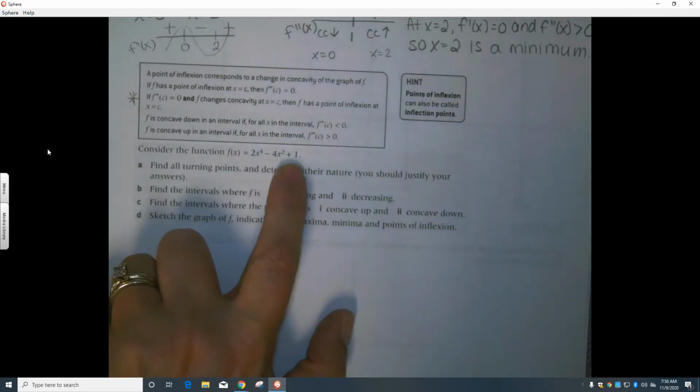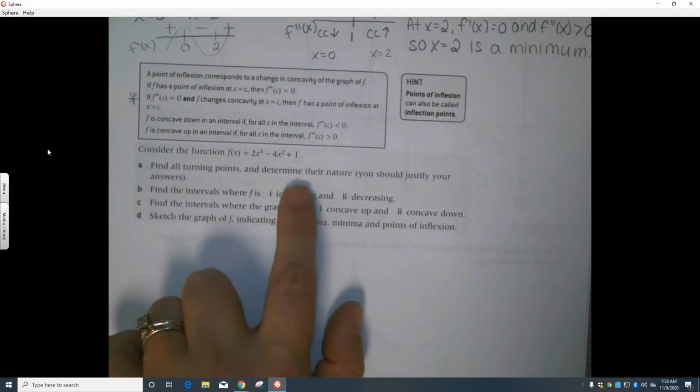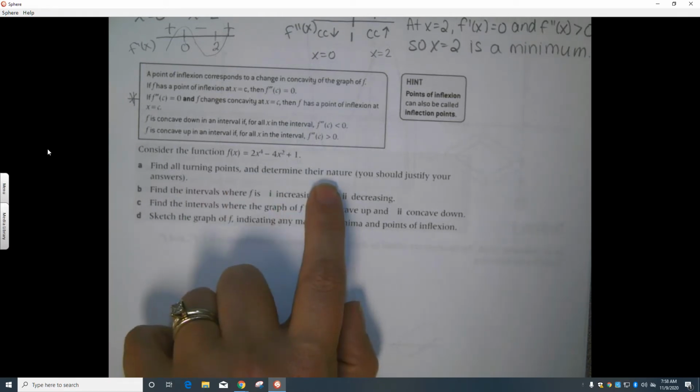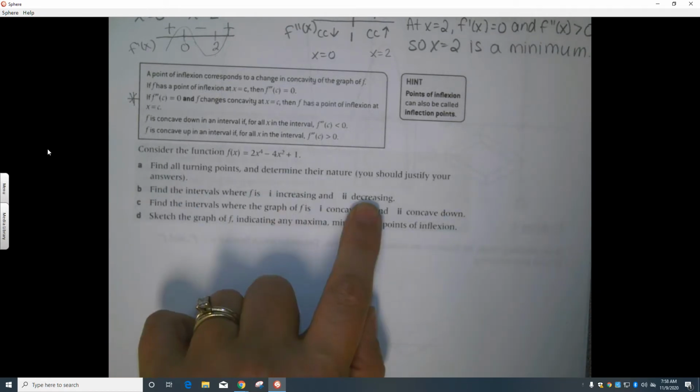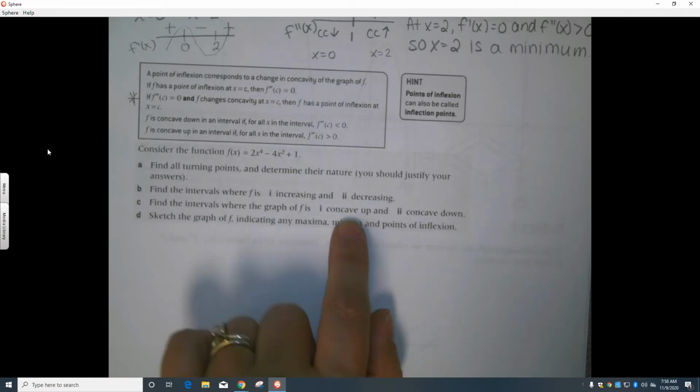So here I've got a new function, 2x to the fourth minus 4x squared plus 1. And they want us to go through the entire test. So we want to find all the turning points, and we want to determine the nature of those turning points, so maxes or mins. Find where we're increasing and decreasing. Find the intervals of concave up and concave down, and then sketch a graph.